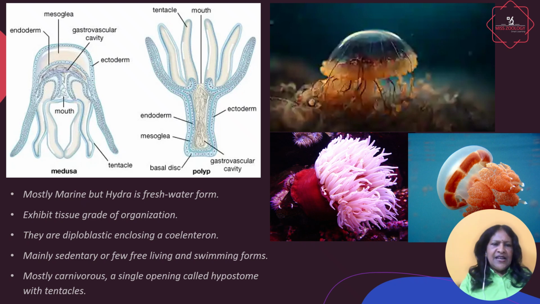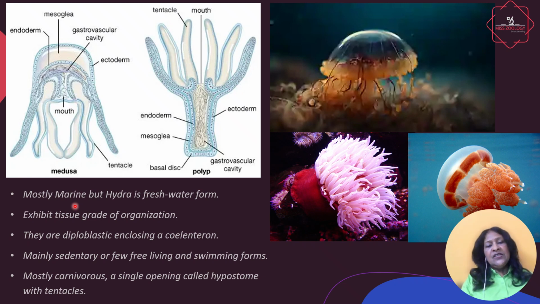Here we enter into the internal anatomy and more details of coelenterates. The name coelenterata has been derived from the presence of a cavity called coelenteron. These are the first of the organisms who exhibit tissue grade of organization, so 1 point higher than the poriferans. Most of them are marine, but Hydra is a freshwater form.